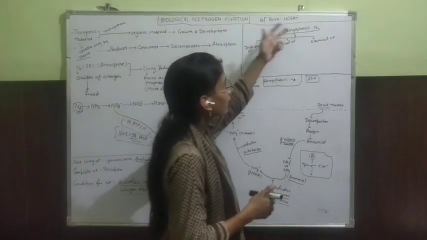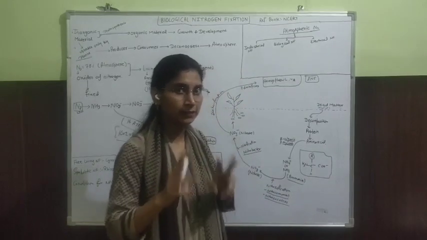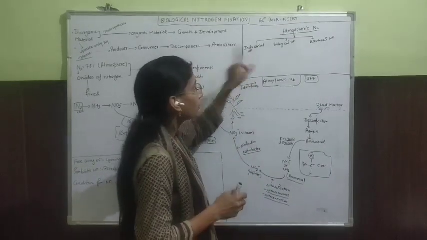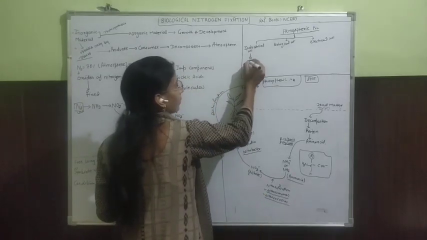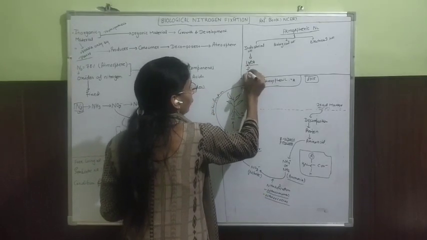Atmospheric nitrogen is fixed by three methods. That is industrial nitrogen fixation, which you will see in the field. That is the urea fertilizer.